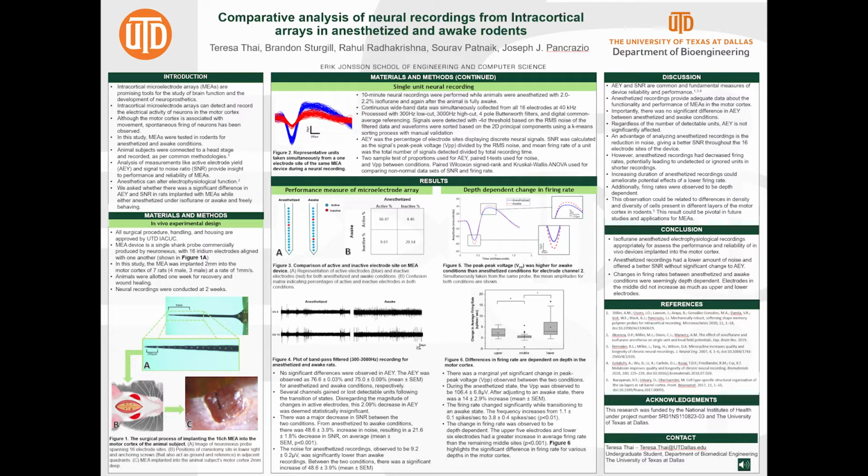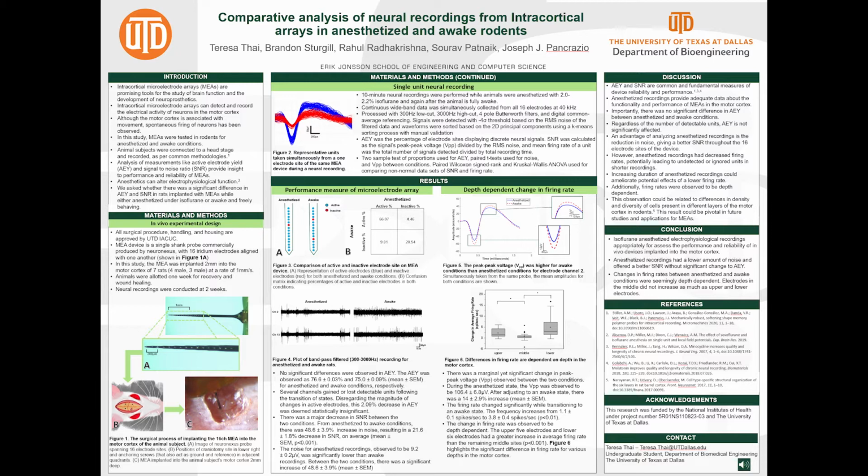Importantly, a higher amplitude was observed at both the wave's trough and peak under the awake condition. The 14% increase observed was marginal yet significant. Due to an increase in noise, the SNR decreased significantly, despite a small increase in VPP. From this study, a significant increase in firing rate between the 2 conditions was expected. A surprising result was the depth dependency of the change in firing rate.